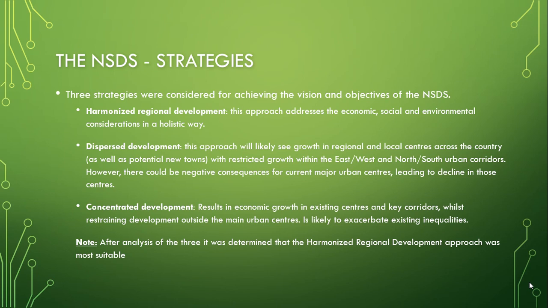The first being harmonized regional development. This approach addresses the economic, social, and environmental considerations in a holistic, integrative way. Dispersed development, this is the second one. This approach will likely see growth in regional and local centers across Trinidad and Tobago, with restricted growth within the east-west and north-south urban corridors. Now remember, at present, this is where most of our urban areas are located, in those regions.